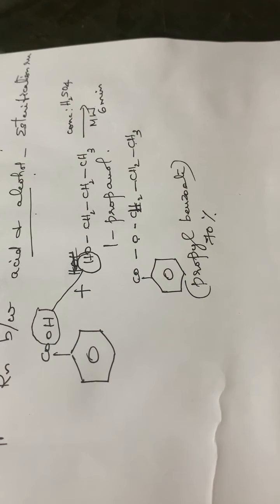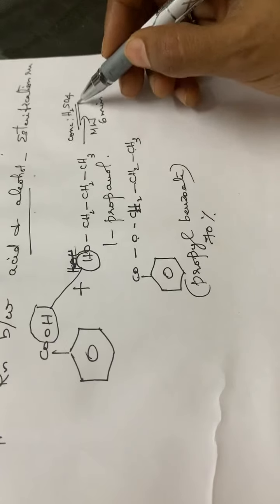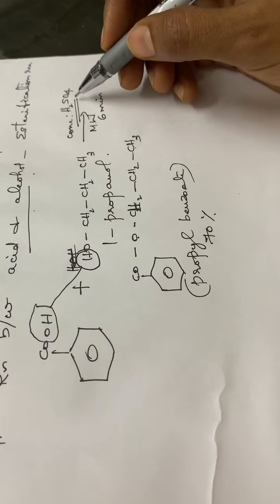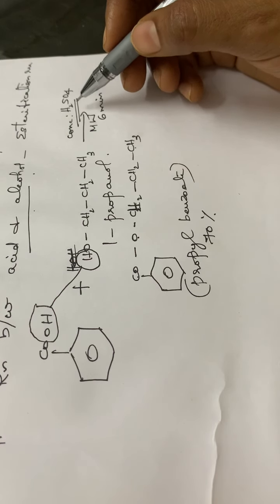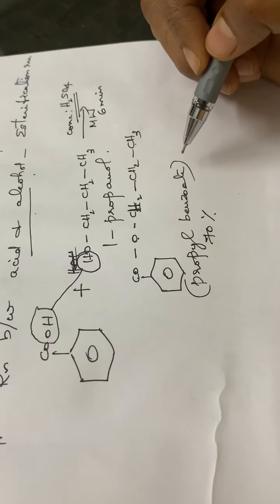So this is the first reaction using organic solvents. See here, a small amount of sulfuric acid is added. It is used as a catalyst, and the yield is about 70%.